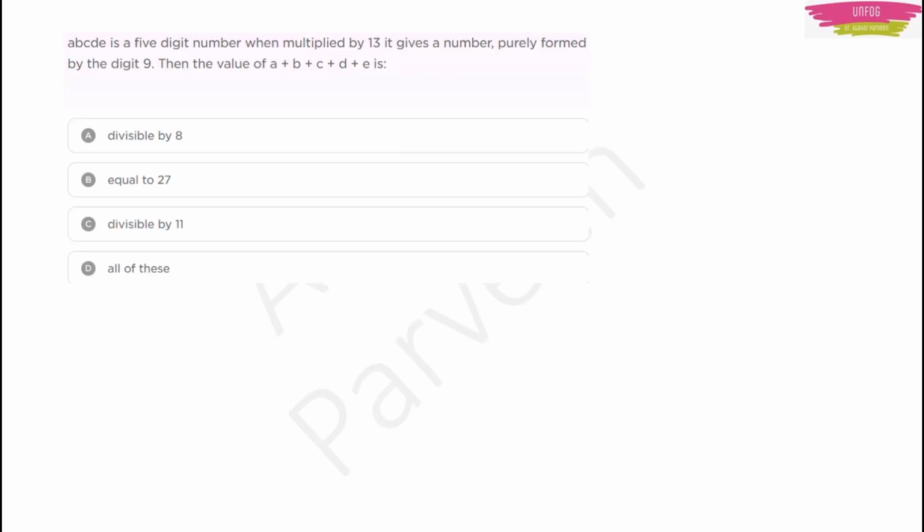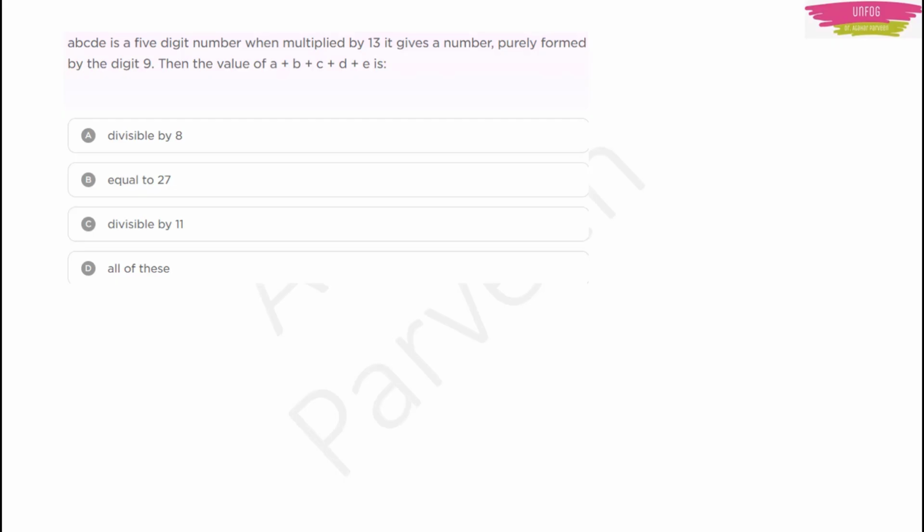Now let us see what type of question can be asked in Karnataka TET this time. ABCDE is a 5-digit number. When multiplied by 13, it gives a number purely formed by the digit 9. Then the value of A plus B plus C plus D plus E is, they have given you 4 options. There is a 5-digit number, and when it is multiplied by 13, it will give you a number that has only 9s, no other digit. Now you have to find the value of A plus B plus C plus D plus E.